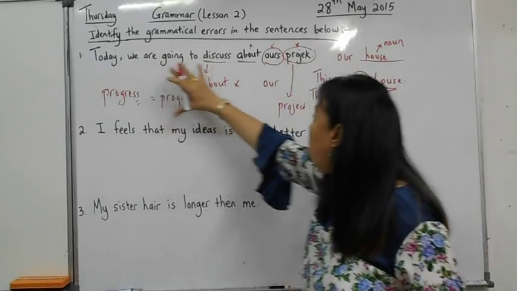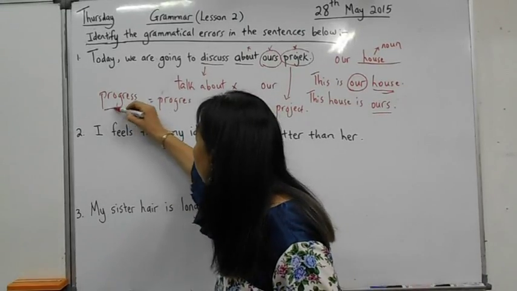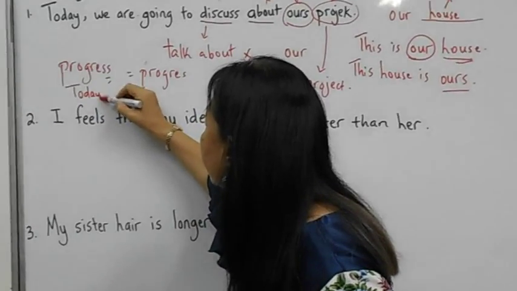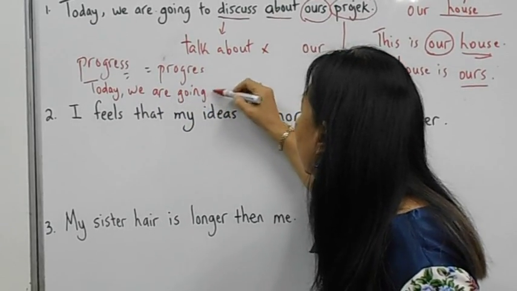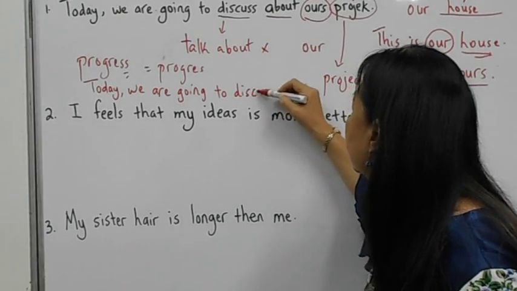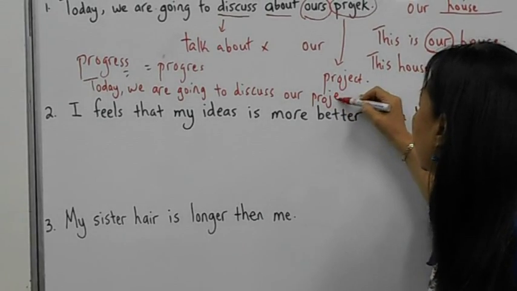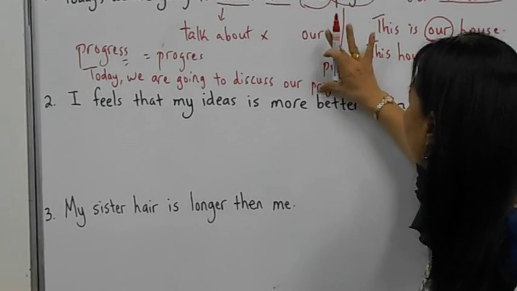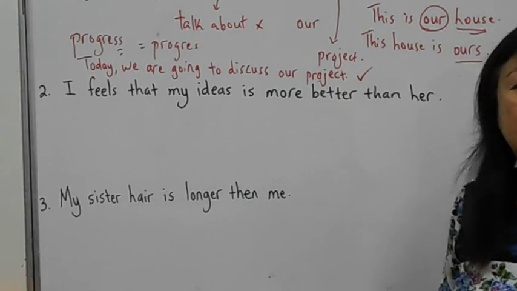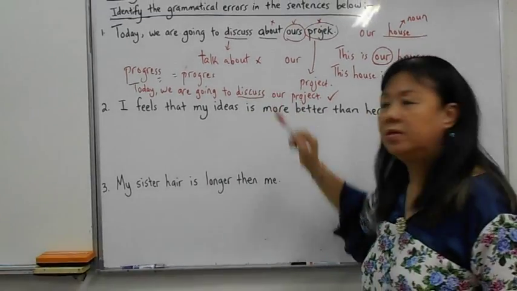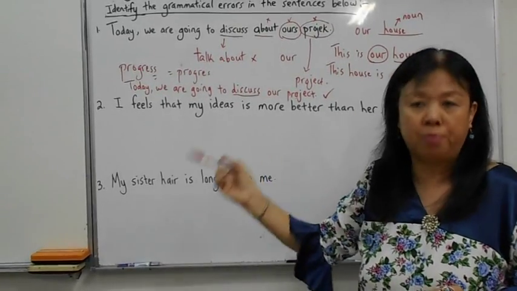So the correct sentence for this whole sentence would be, today we are going to discuss our project. So there you go. This is the correct version. So do not say discuss about. Just simply say discuss a problem, not discuss about a problem.